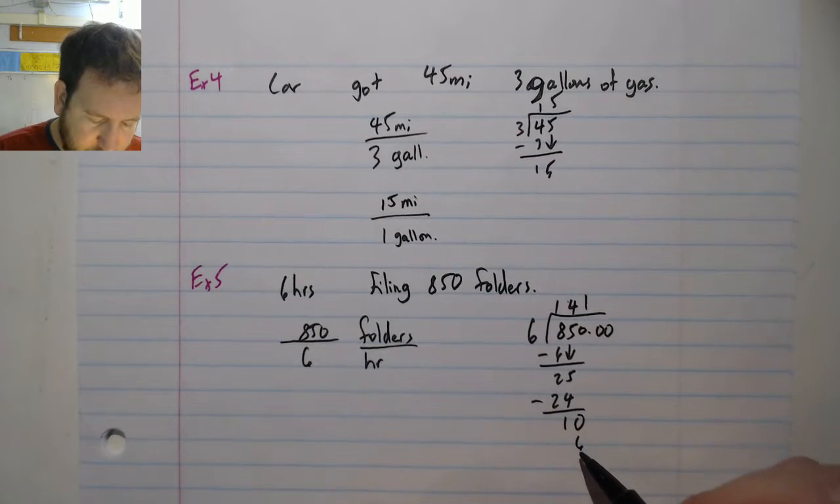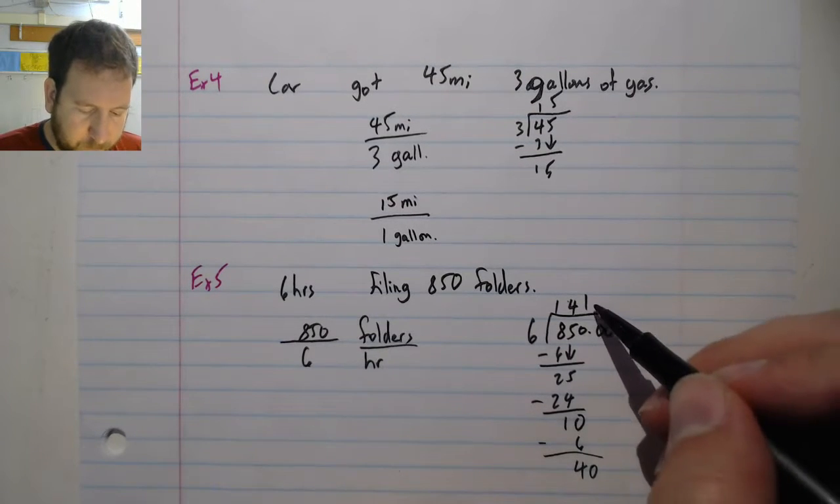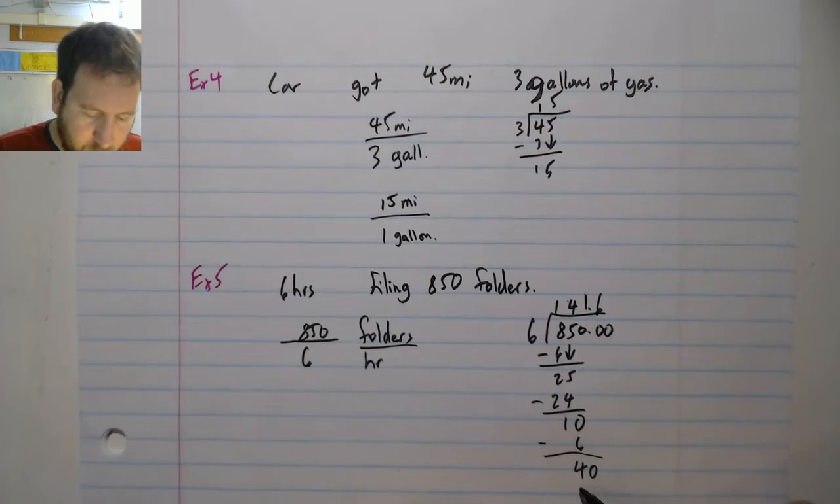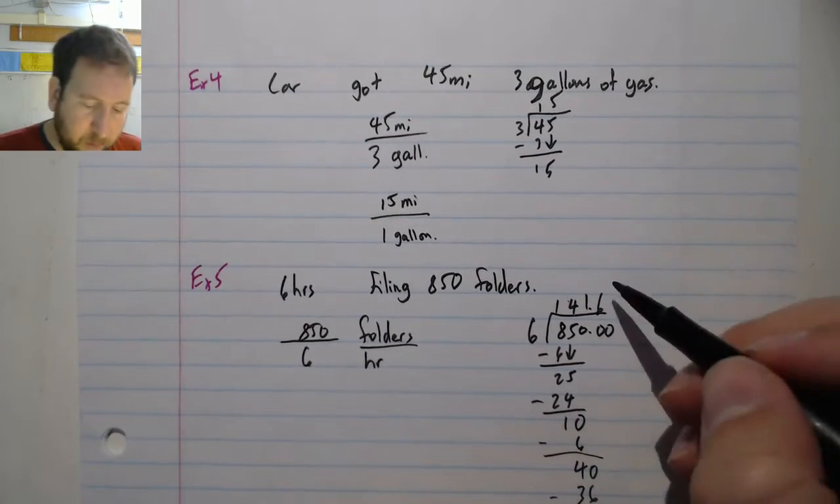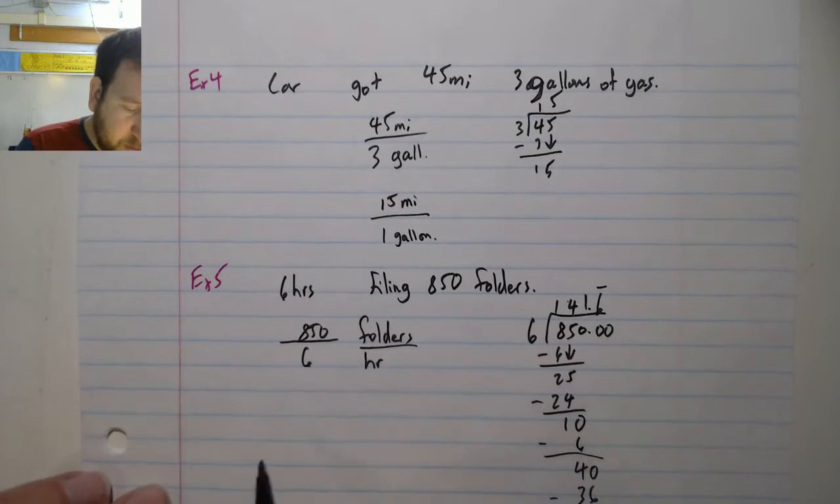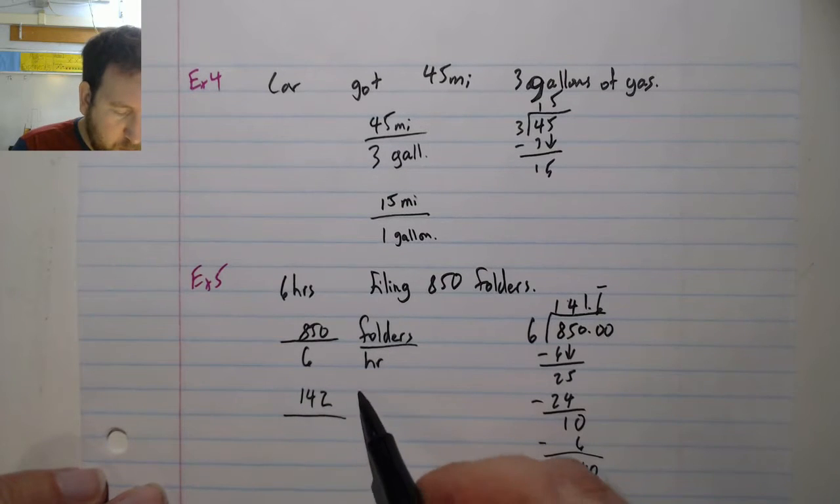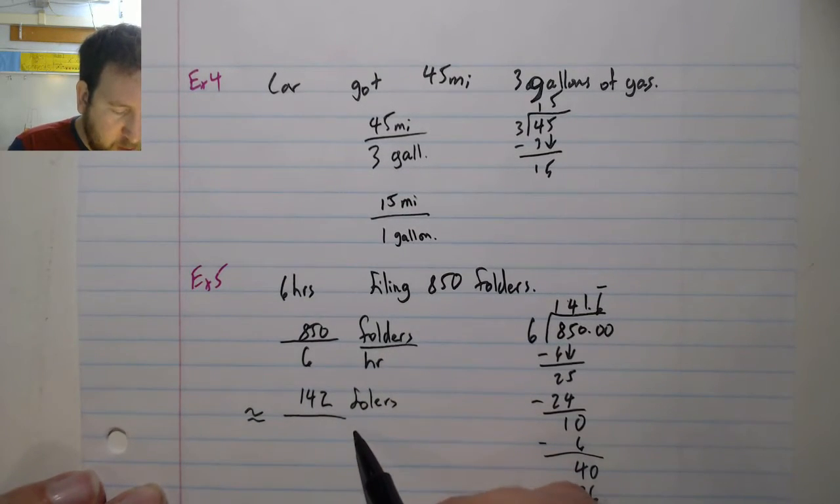Let's see. 6 times 1 is 6. 6 is in 40. We have 6. Subtract 4. Looks like I'm going to be repeating. Okay. I have about 142 folders, and I can use that fun squiggly line per hour.